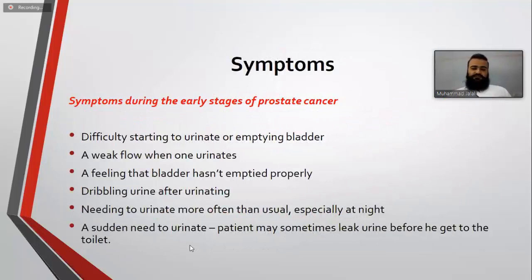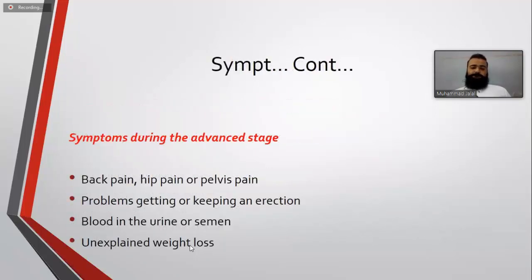Symptoms of prostatic carcinoma. Symptoms during the early stages of prostatic cancer are difficulty starting to urinate, emptying the bladder, a weak flow when one urinates, a feeling that the bladder hasn't emptied properly, straggling urine after urinating, needing to urinate more often than usual, especially at night. A sudden need to urinate, and the patient may sometimes leak urine before he gets to the toilet. Symptoms during the advanced stage: back pain, hip pain, or pelvic pain, problems getting or keeping an erection, blood in the urine or semen, unexplained weight loss.